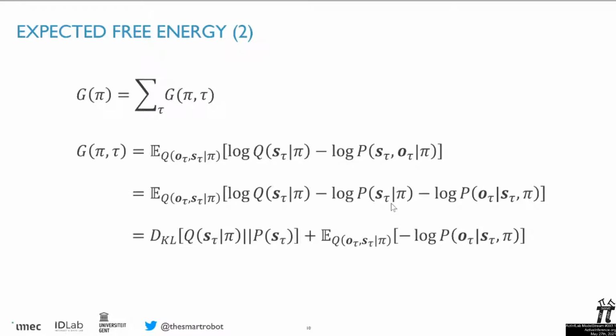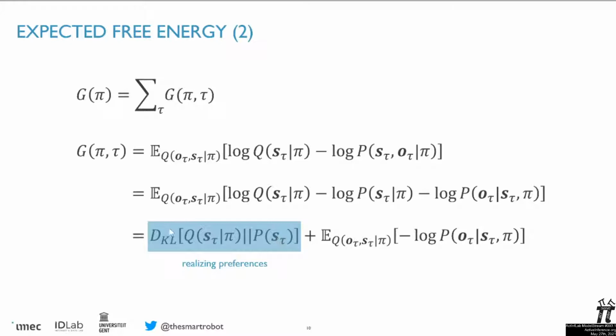moving towards preferred outcomes. But you can also rewrite it the way I have it here, where you state, okay, at some point in the future, I will visit some states. So this is log P of S star given the policy. And you replace this by some prior belief that regardless of which policy I'm actually choosing, I believe that at some point in the future I will realize my preferences.